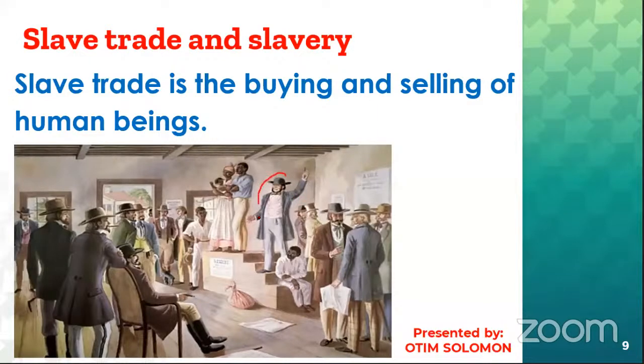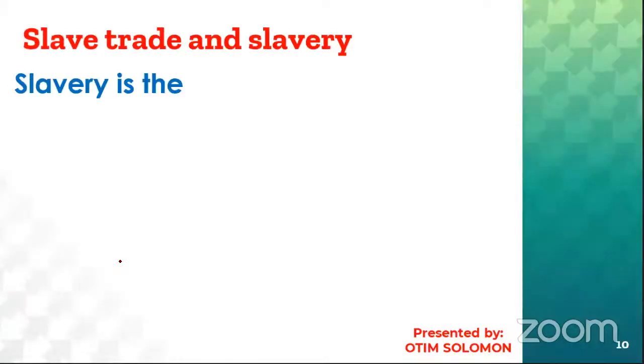Look at this one. I think he's saying 1, 2, 3, and then lastly sold. This is the family, father, mother, and child. Now look at the buyers. They are here with a cigar in the hand. These were the Arab buyers. So these are trade. This is what we call slave trade, the buying and selling of human beings. Now, what is slavery?